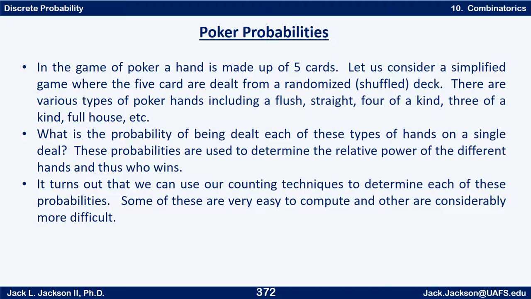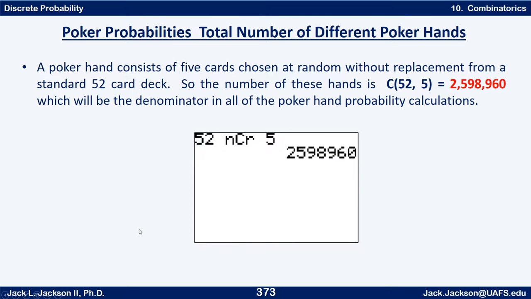It turns out we can use our counting techniques to determine these probabilities. Some of these are easy and some of them are pretty difficult. But let's take a look at these. First of all, how many poker hands are there? Well, there are 52 cards that we're choosing from, and we're choosing 5 of them. It doesn't matter what order they go in our hand. We can reorder them once we get them. So it's 52 choose 5, which is 2,598,960. That's going to be the denominator in all of the poker hand probability calculations. So almost 2.6 million poker hands.